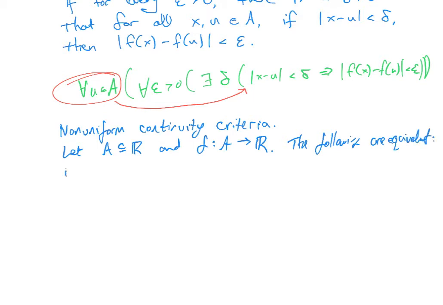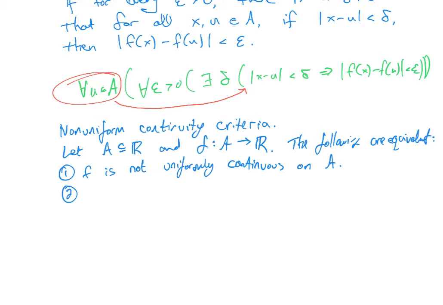The following are equivalent. 1. F is not uniformly continuous on A. 1 is what we want this result to be about. 2 is just going to be, let's go and carefully negate this definition.